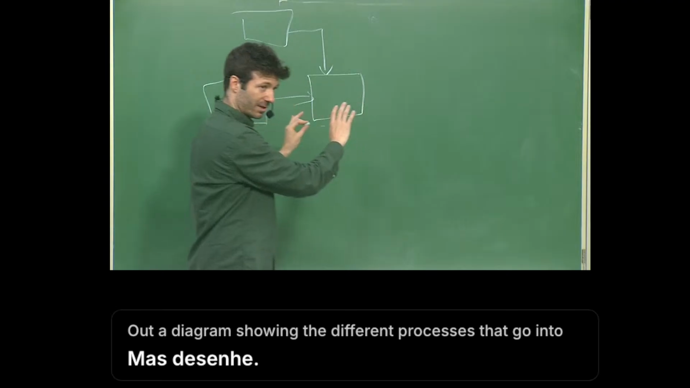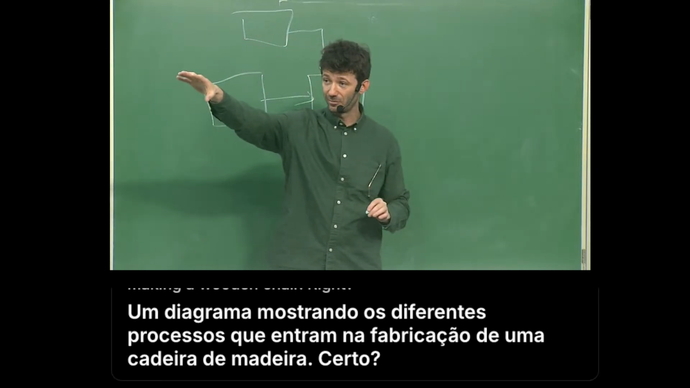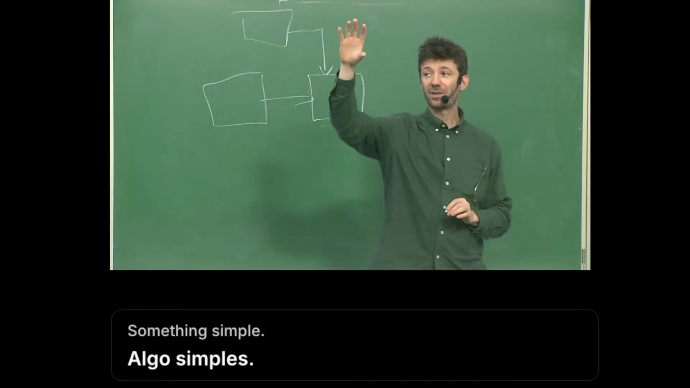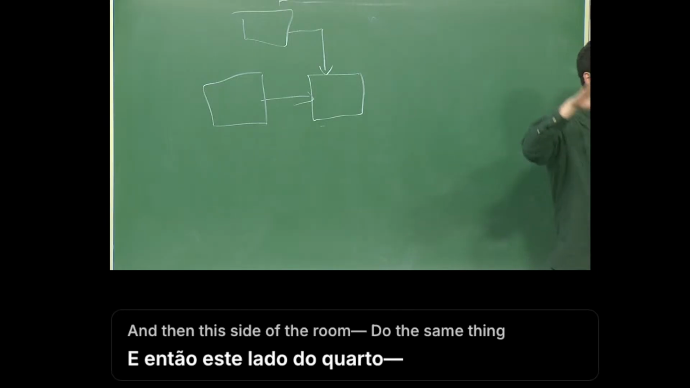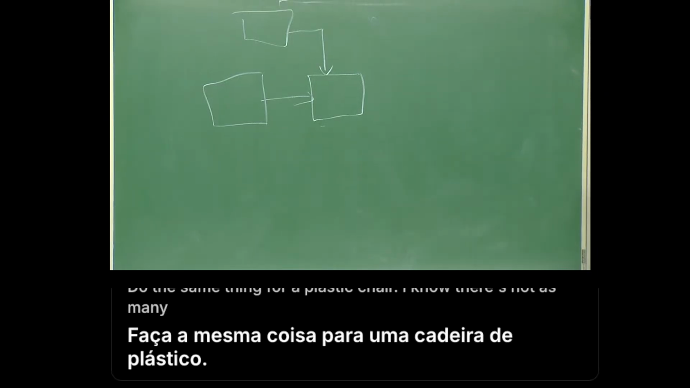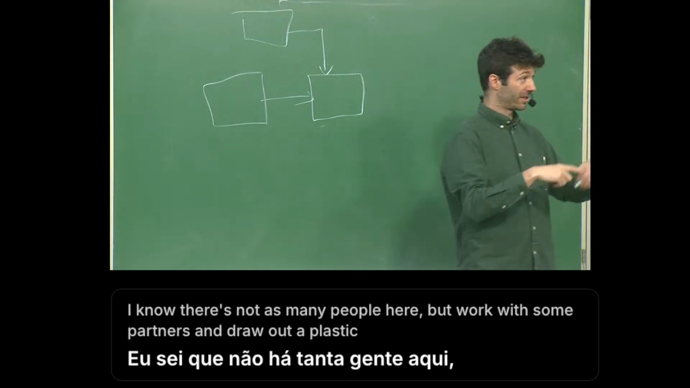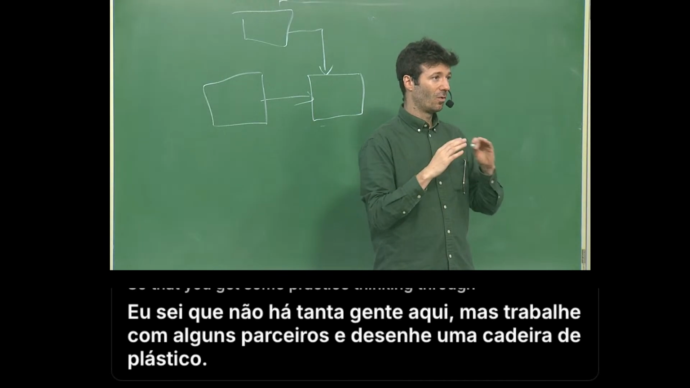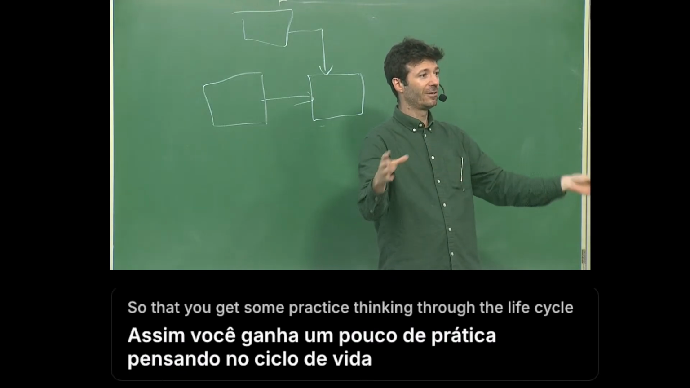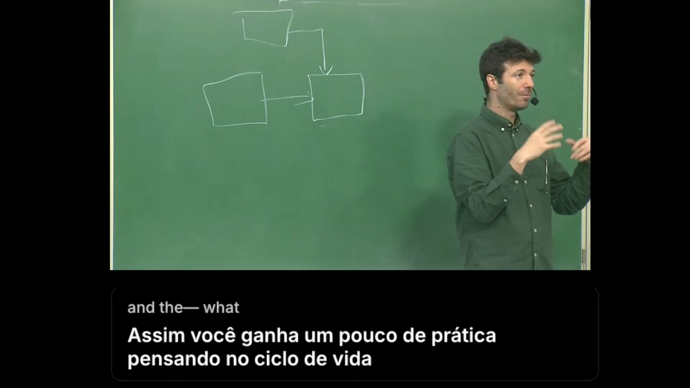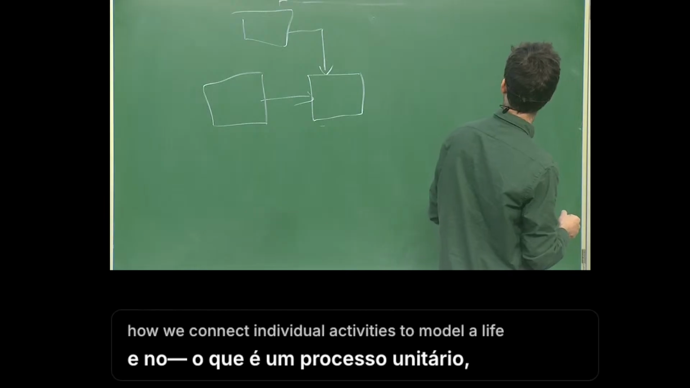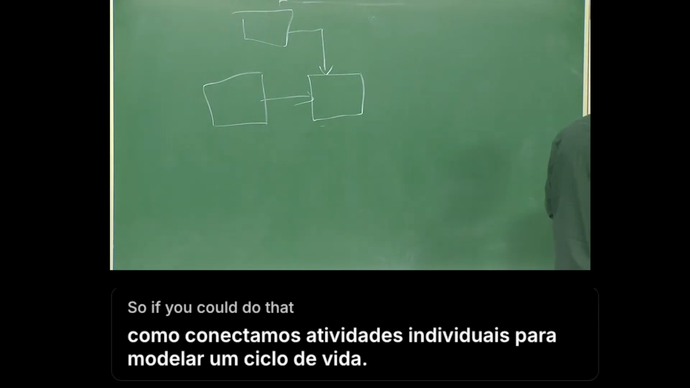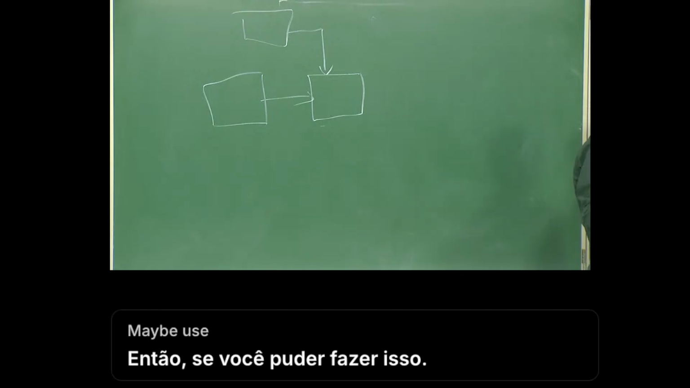Like this, something simple. And then this side of the room, do the same thing for a plastic chair. I know there's not as many people here, but work with some partners and draw out a plastic chair so that you get some practice thinking through the life cycle and what a unit process is, how we connect individual activities to model a life cycle. So if you could do that, maybe use 5 minutes and do that. We'll reconvene. We'll connect afterwards and we'll see what we found.